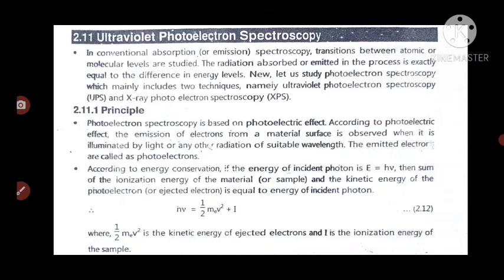Okay, so conventional absorption or emission spectroscopy involves the transition between two atomic or molecular levels that are studied, and the radiation which is absorbed or emitted in the process is exactly equal to the difference between the two different energy levels.